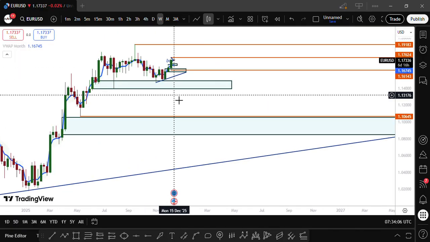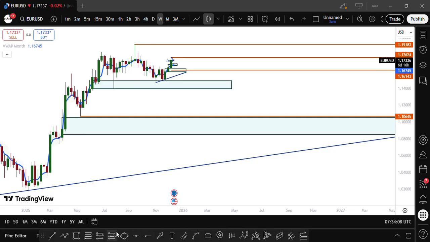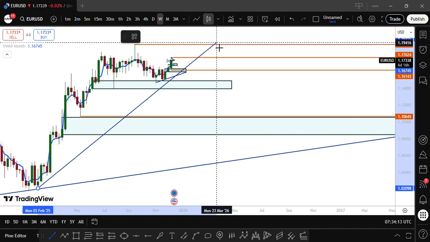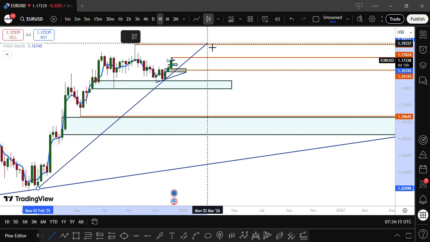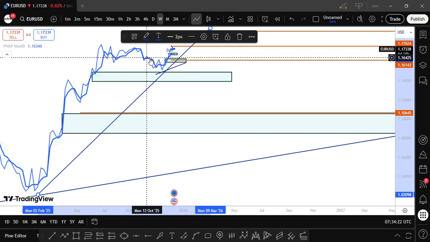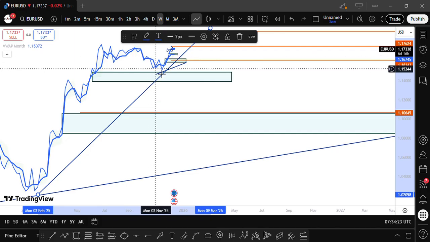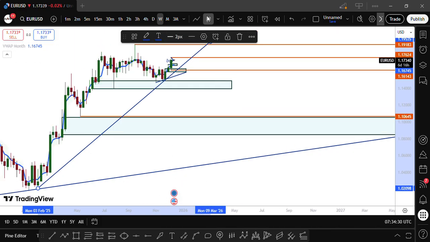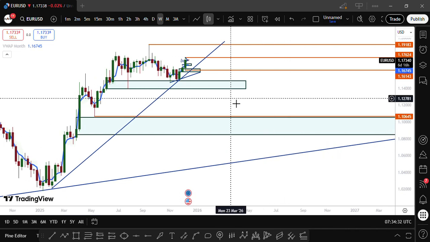Okay, still on a massive bullish trend here. Connect this point to this point. We have a break of structure here. The market gave a sweep of liquidity here, and this is a break of structure. So we are still on a massive bullish trend in the weekly time frame. So monthly time frame bullish, weekly time frame bullish.